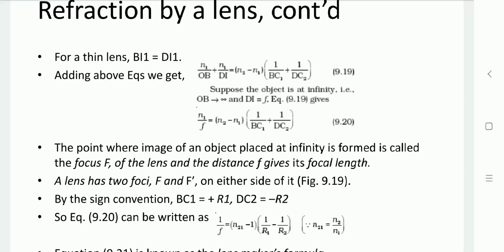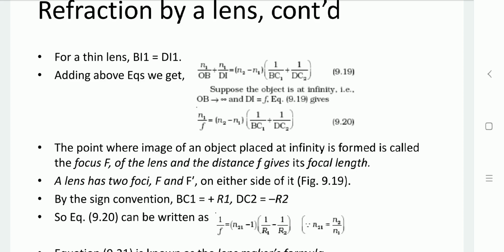Now consider that if OB is infinite, it means the object is at a large distance, then whatever image is generated will be at a finite distance. I repeat, if the object is at a far distance, for example infinite, then its image will be generated at a finite distance. So OB is considered infinite, so n1 upon OB will be neglected, and DI is replaced with f, the finite distance. So we can reform the equation: n1 upon f equal to (n2 minus n1) into (1 upon BC1 plus 1 upon DC2).